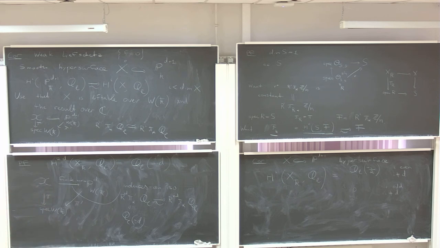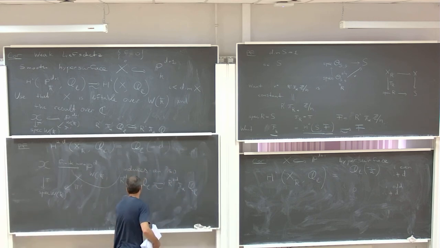Right? So I use the following fact: if I have a finite map between smooth projective varieties over the field of complex numbers, then it induces an isomorphism on the top cohomology. Namely, this map on the top cohomology is going to be multiplication by the degree of this map. So this proves this assertion.